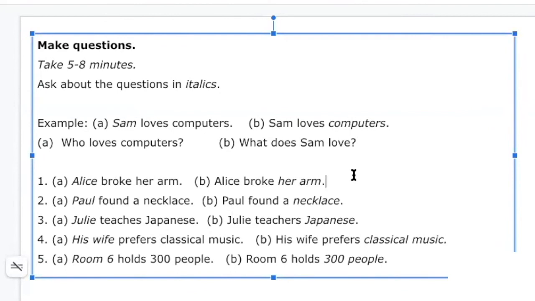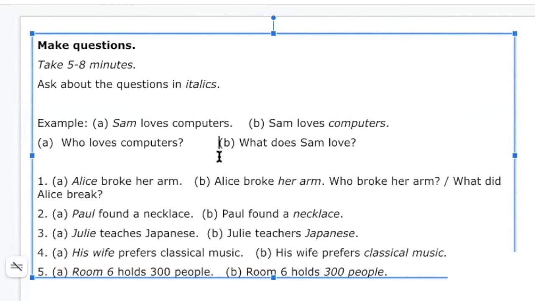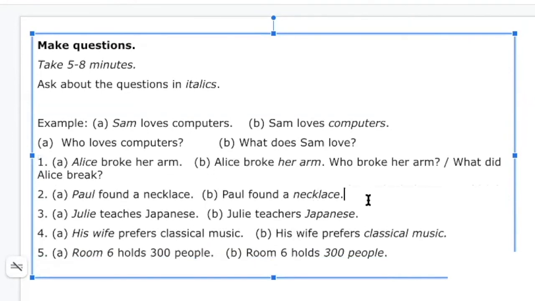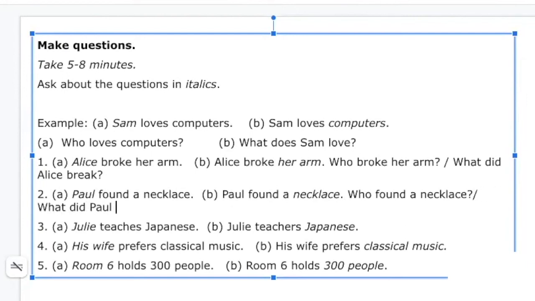So what could we say for number one? Alice broke her arm. Who broke her arm? Good. And how about Alice broke her arm? What did Alice break? Good. What did Alice break? Very good. Paul found a necklace. Who found a necklace? And then Paul found a necklace. What did Paul find?